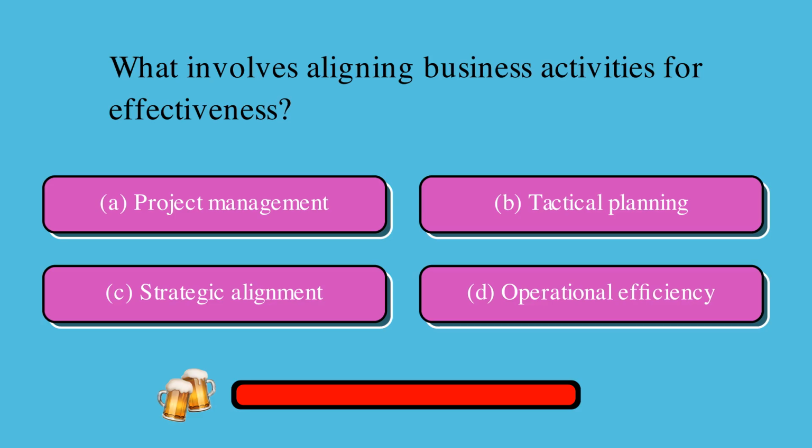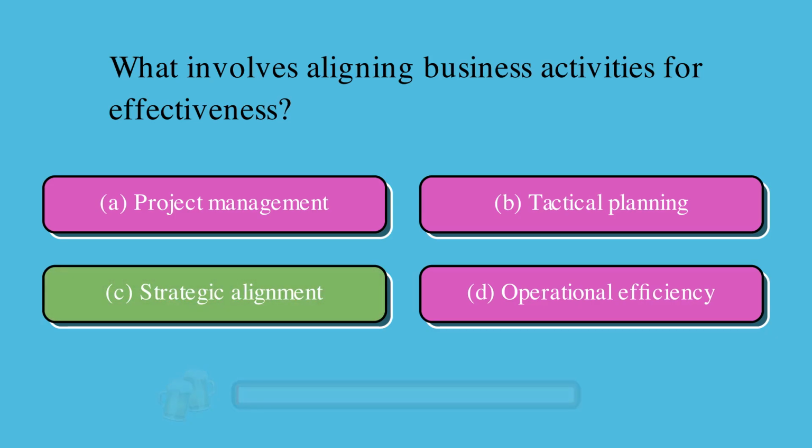What involves aligning business activities for effectiveness? Is it A, project management, B, tactical planning, C, strategic alignment, or D, operational efficiency? The correct answer is C, strategic alignment.